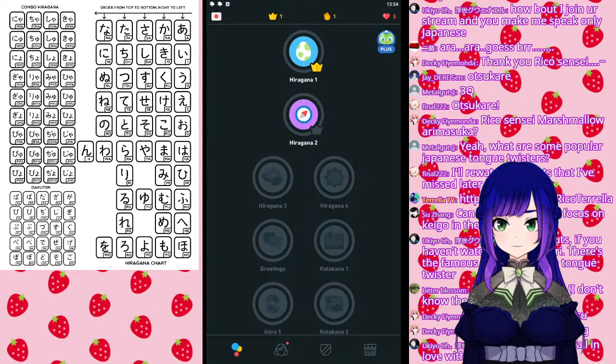So, if you haven't watched Monogatari, this is the famous Black Hanegawa tongue twister. Oh, I see.